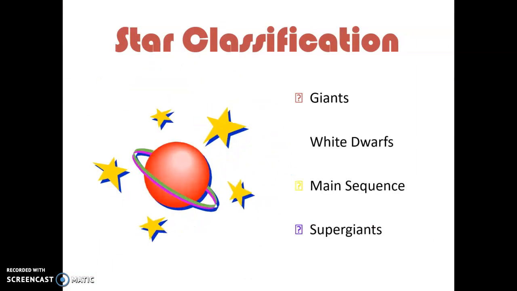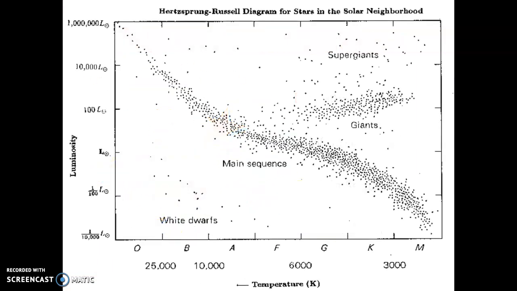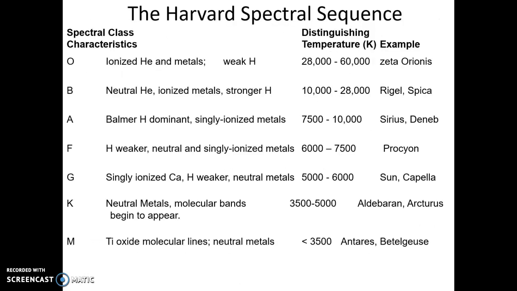Okay, ready to take your test. Review real fast. Giants, white dwarfs, main sequence, supergiants. Yay! Know your Hertzsprung-Russell diagram. Know where they land. This is a nice plotting thing I like to have you do as an activity. Plot the stars. Here's the Harvard spectral sequence. Again, you see the OBAFGKM. You see the temperature. You see some examples over there. Just nice to know.